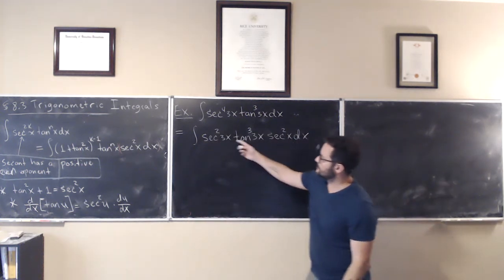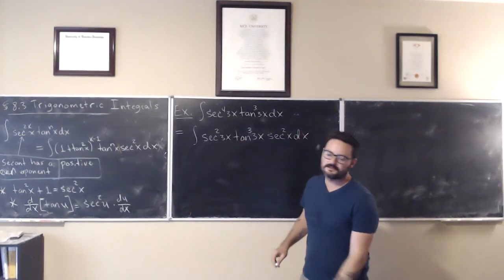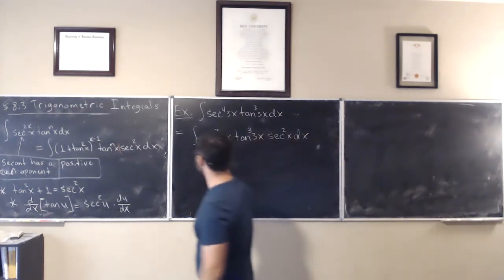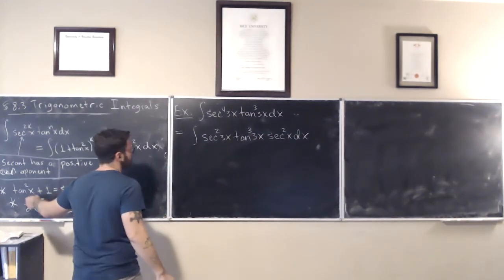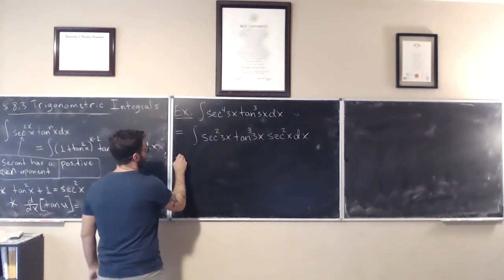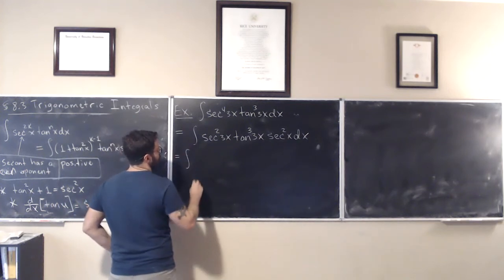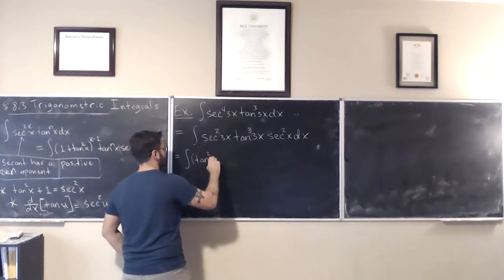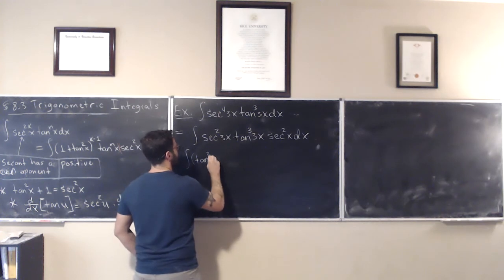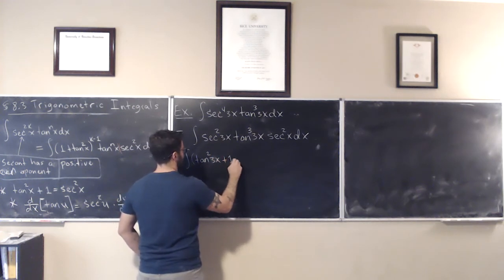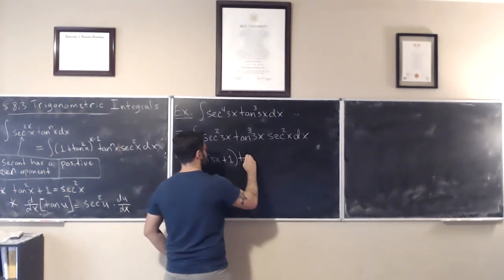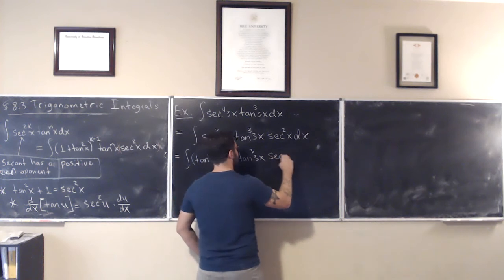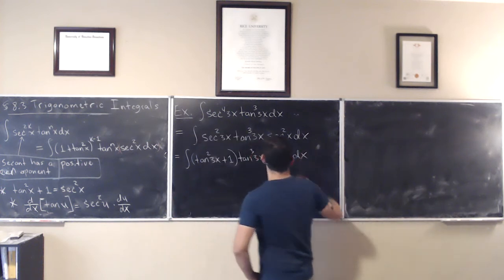Now I just got to use identities and factoring and whatever I can to make that into a bunch of tangents, which I can. Secant squared is equal to tangent squared plus 1, using that old Pythagorean identity. So I can write that out. Tangent squared 3x plus 1, and tangent cubed 3x, and then secant squared 3x dx.